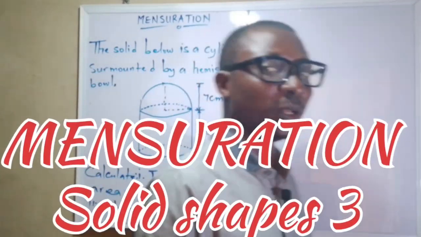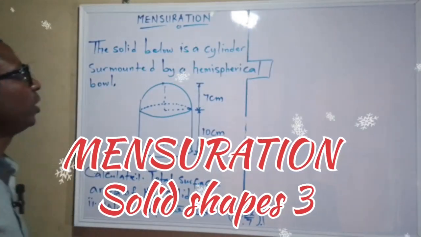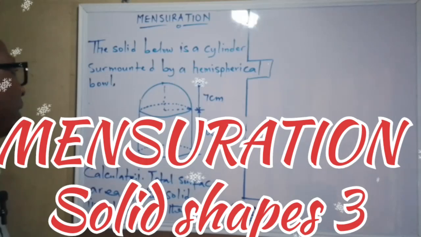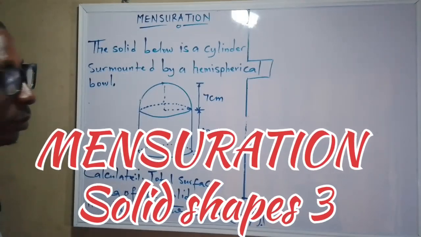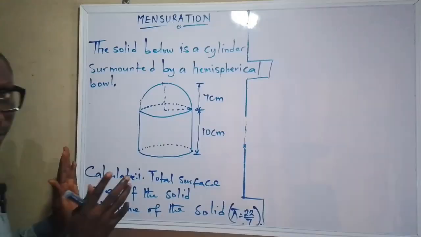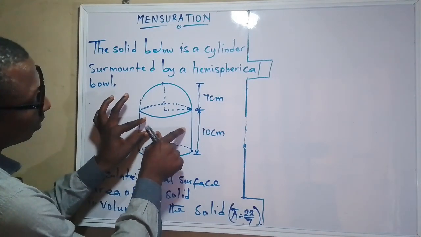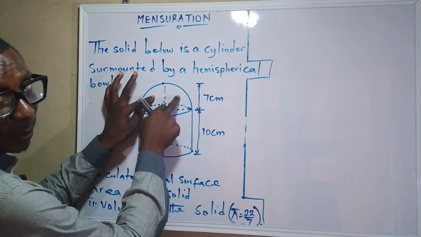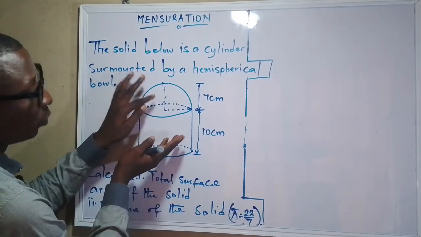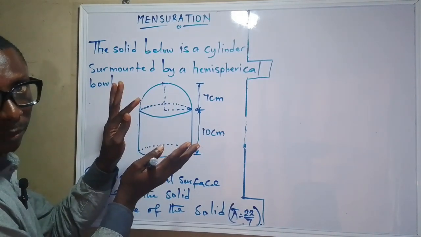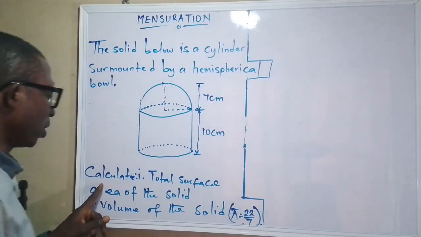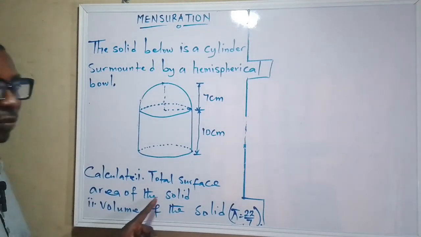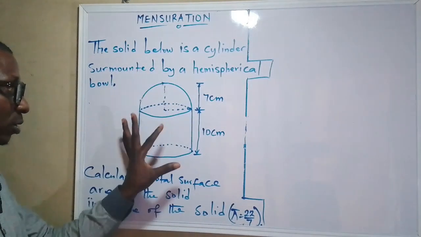Now let's look at this problem. The solid below is a cylinder surmounted by a hemispherical bowl. That is, this is a cylinder, and on it we have a hemisphere. So we have two solid shapes joined together. The question asks us to calculate the total surface area of the solid. We want to get the total surface area.